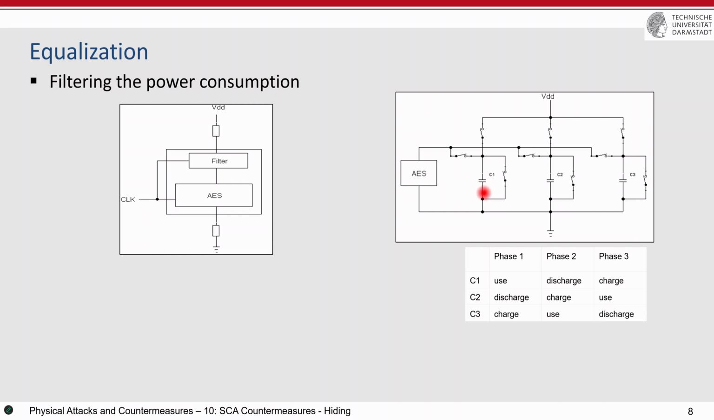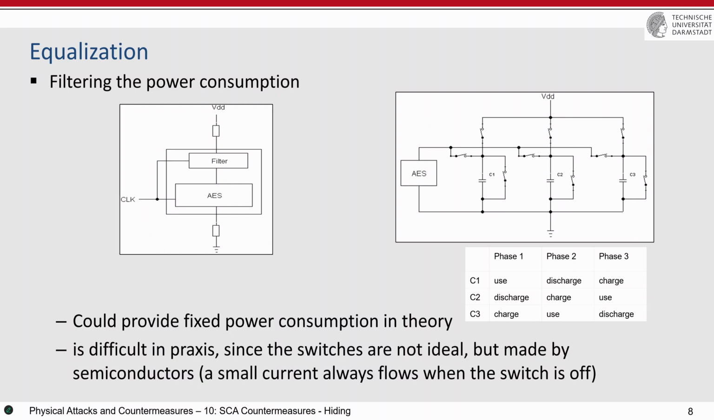And at the same time, there are a lot of issues. One issue is that these switches are not ideal. They are switches, but they are not mechanical switches. They are also built by transistors. When they are off, there is some current passing through them. For example, consider this phase, phase 1. Then C1 is used, which means that this is connected and this is open and this is also open. But this is open, but there is still a little current passing through here.